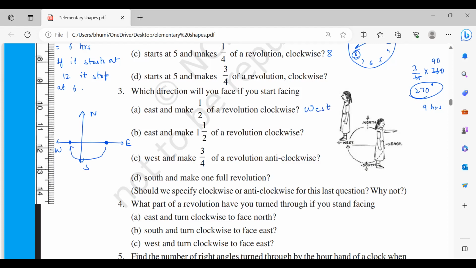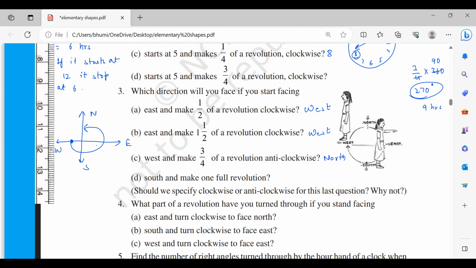You start facing east and make 1.5 revolutions clockwise. Now 1.5 means 1 full revolution like this and then half revolution like this. So it is also west. You are facing west and make 3/4 of a revolution anti-clockwise. Now you are making it anti-clockwise 3/4. This is 1/4, 2/4, 3/4. Okay. So it will be north.